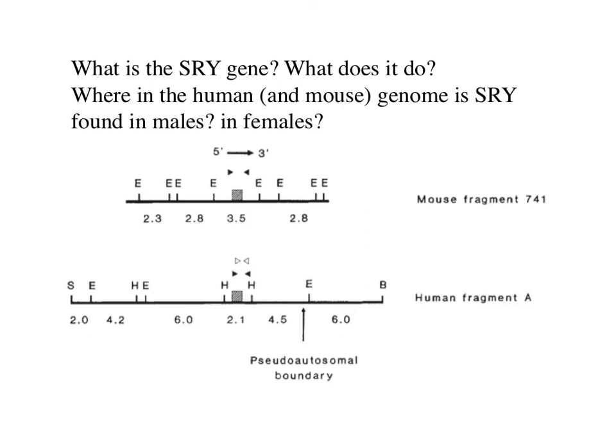Okay, so we've already talked about SRY and what it does. Don't need to cover that again, I don't think. And it's on the Y chromosome in both the human and the mouse genomes. Human and mice are both mammals. We both have the same Y chromosome. They're different, but they share this gene, SRY. So it's found on the Y chromosome in males. It's not ever found in phenotypic females.